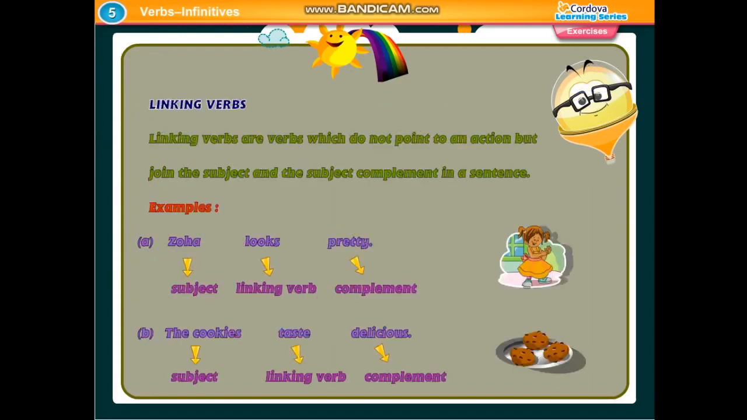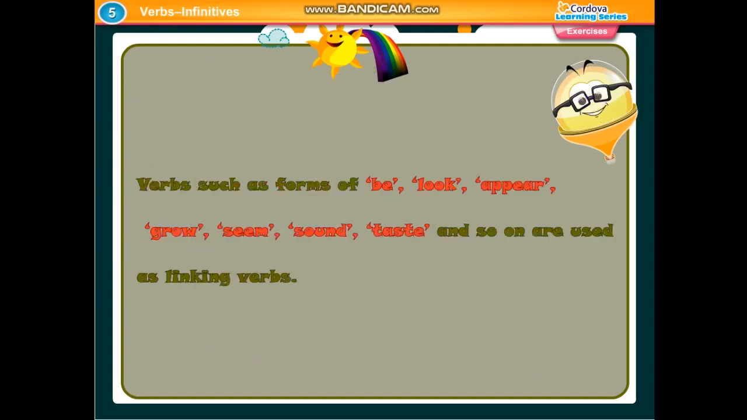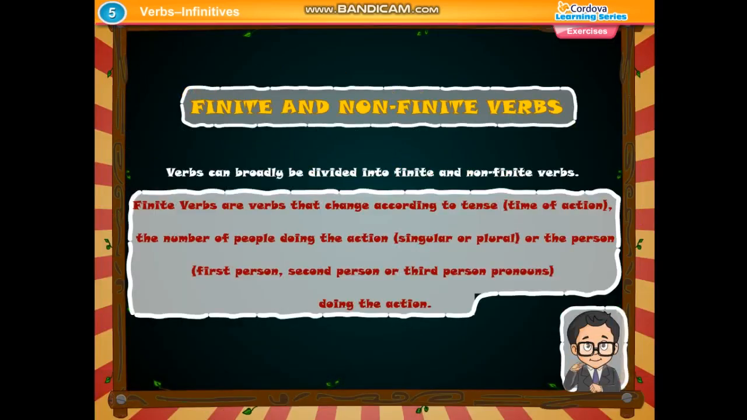Linking verbs are verbs which do not point to an action but join the subject and the subject complement in a sentence. Examples: Zoha looks pretty. Subject, linking verb, complement. The cookies taste delicious. Subject, linking verb, complement. Verbs such as forms of be, look, appear, grow, seem, sound, taste, and so on are used as linking verbs.